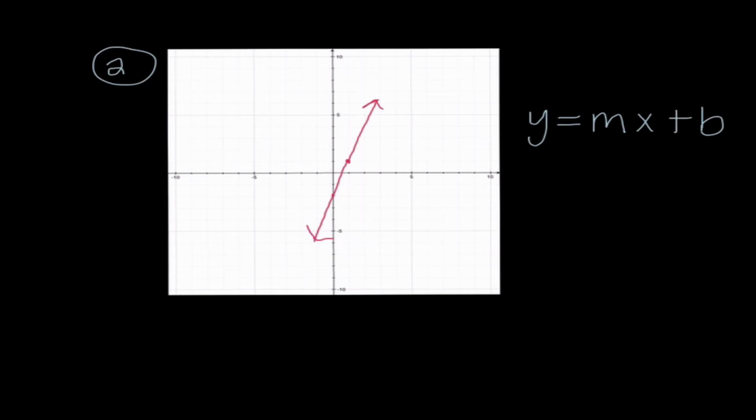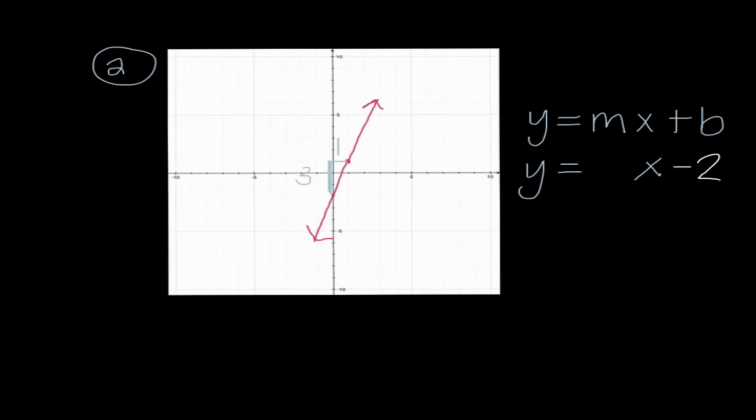So if we look, the y-intercept, we know that's when it crosses the y-axis. It looks like it's at -2. So I'm substituting -2 in for b. And then to figure out what our slope is, I need to figure out what is the rise over the run.